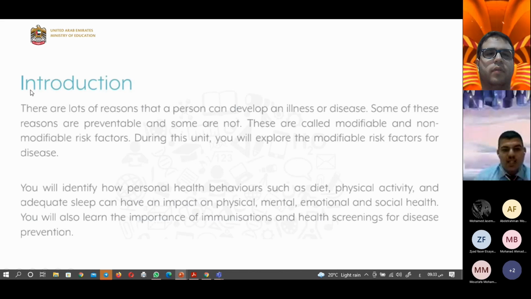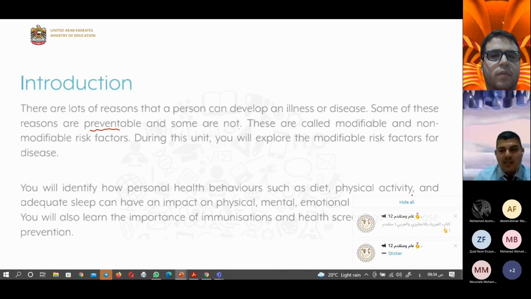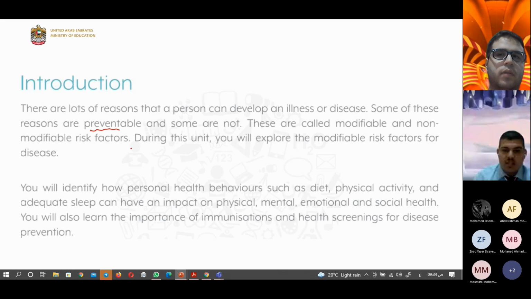So we have an introduction to disease and illness. There are lots of reasons that a person can develop an illness or disease. Some of these reasons are preventable and some are not. These are called modifiable and non-modifiable risk factors.